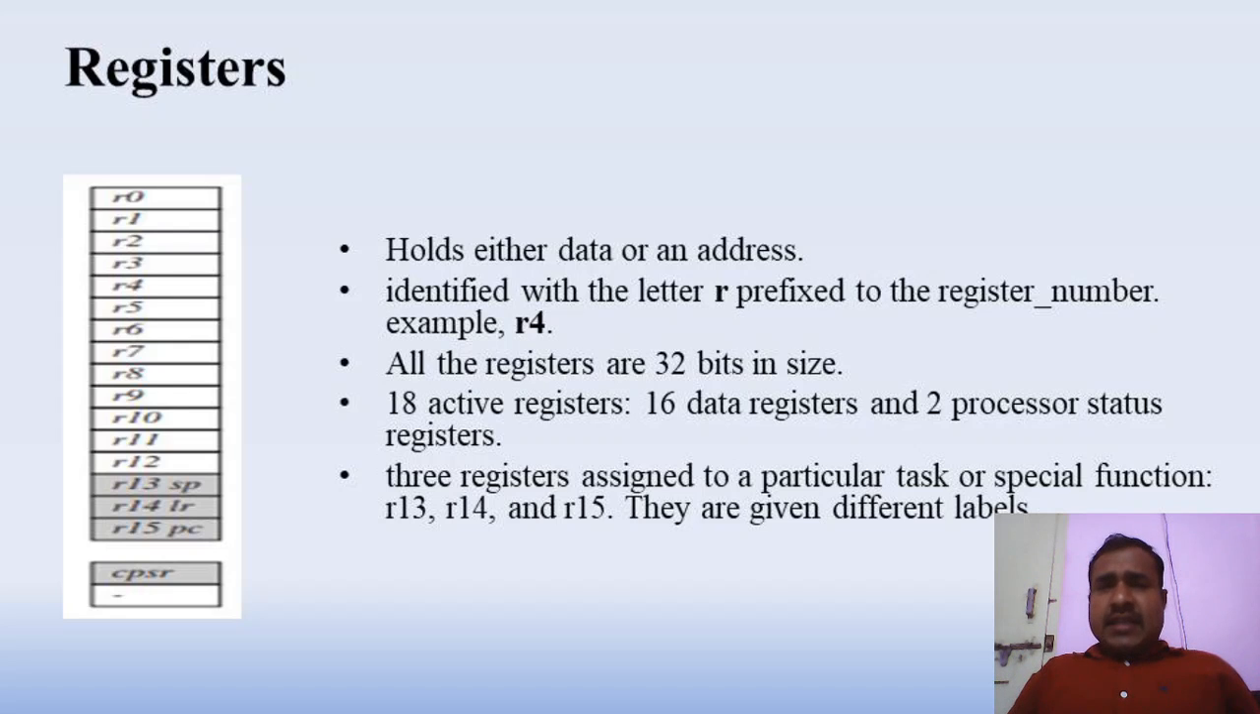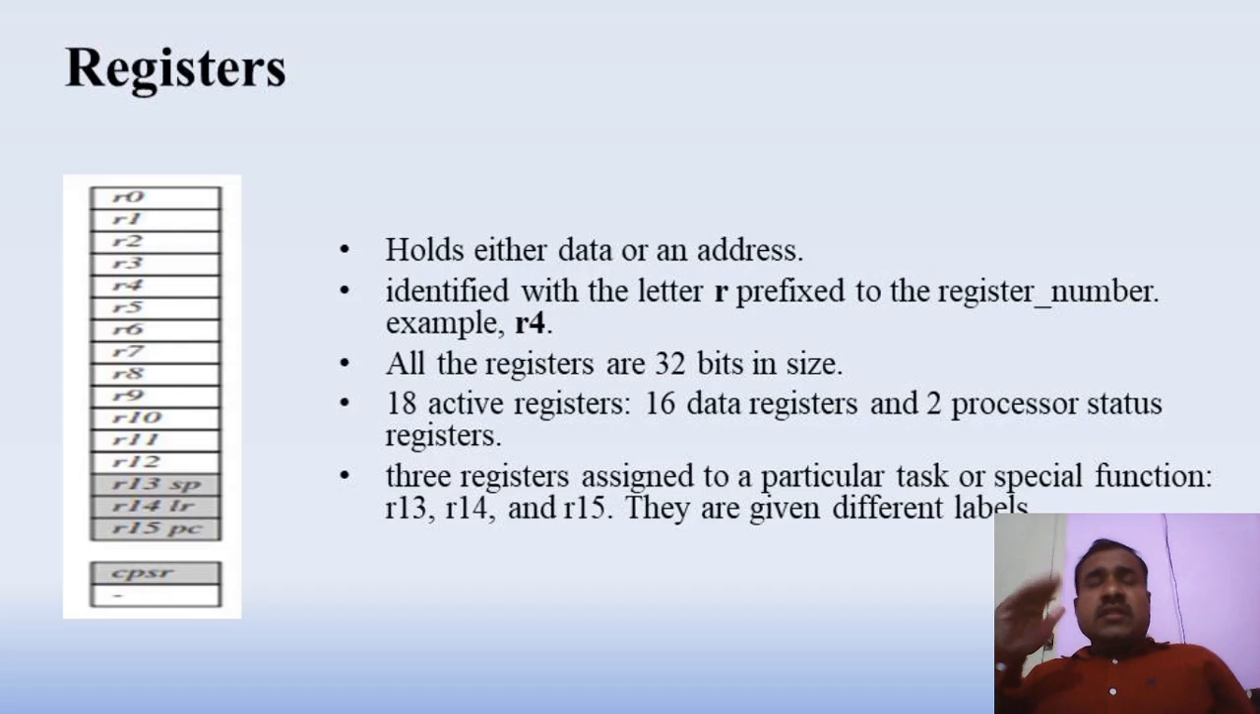The next important concept is the register file of ARM. Registers are used for holding data and addresses. In the ARM, registers are identified by a small letter r prefixed to a register number. For example, register number 4 will be referenced as R4. So r is a small letter that is used for identification of registers.